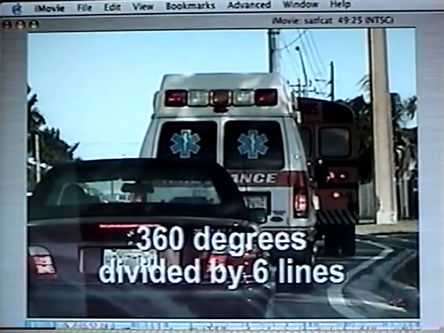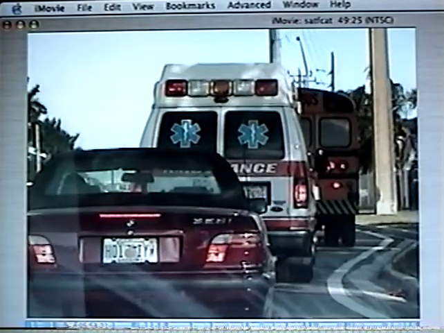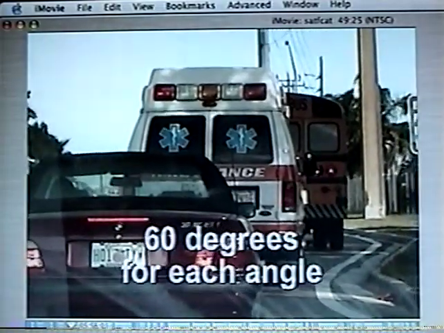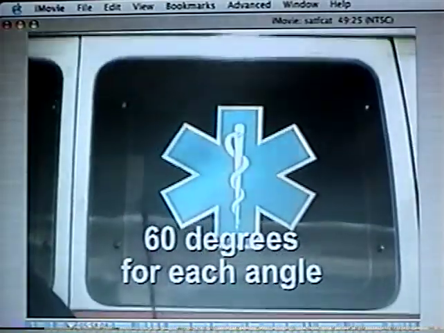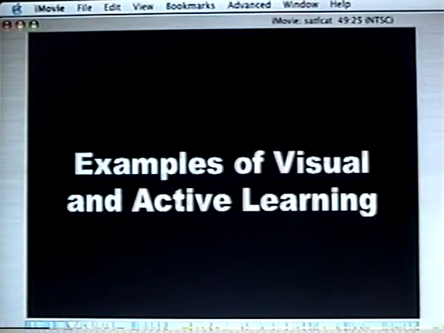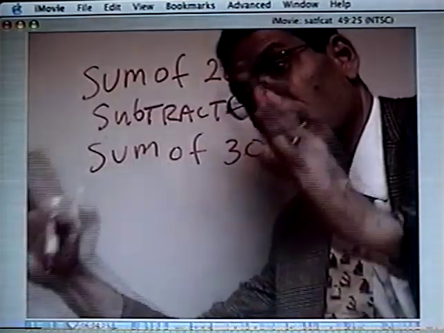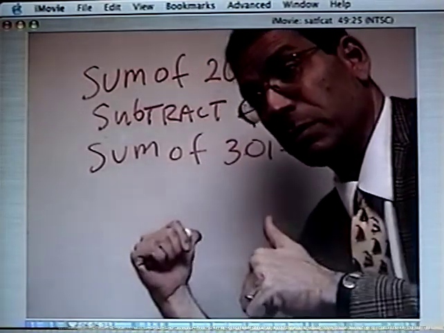360 degrees divided by 6. Each one of those is 60 degrees each angle. Turn a word problem into a picture.